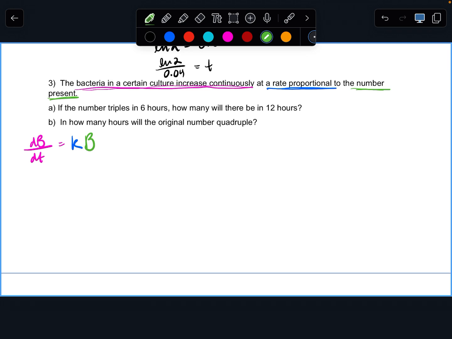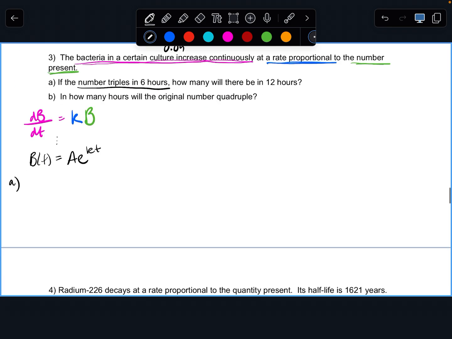Okay. So for this first one, again, I know things. I can say B of T is just A, E to the KT. That's the same formula that we've been using. I don't need to do separation of variables because I'm a boss and I remember everything. Okay, so anyway, if the number triples in 6 hours, how many will there be in 12 hours? They actually give us two tidbits of information because they're talking about tripling. Remember the last one was doubling. I'm going to do 3A.